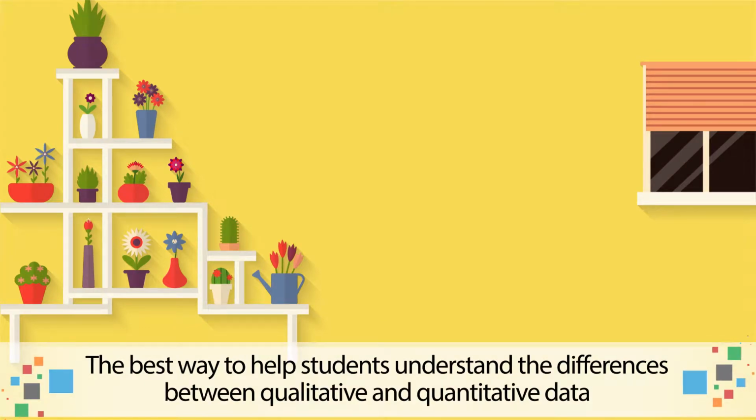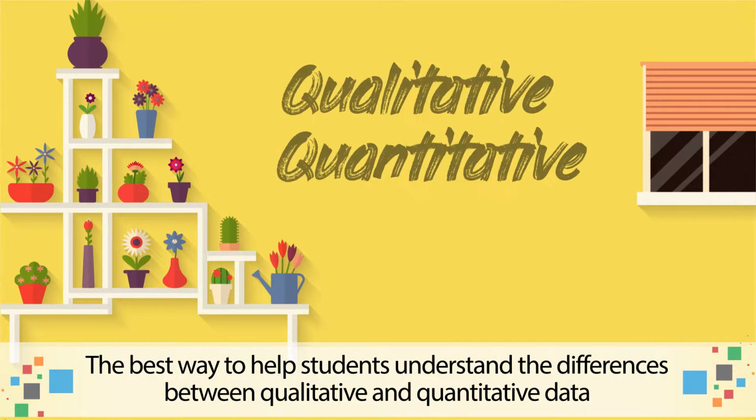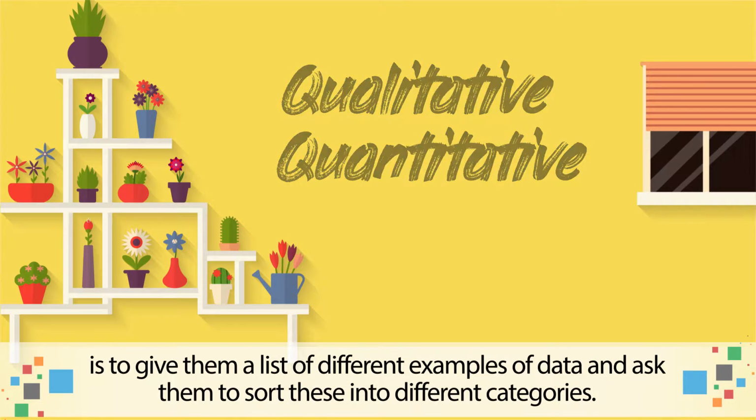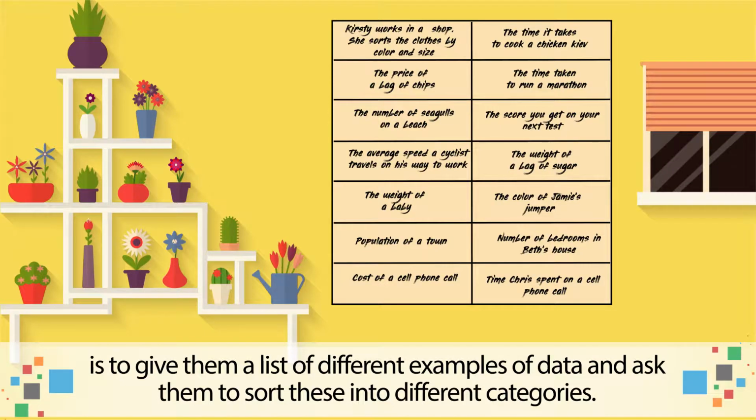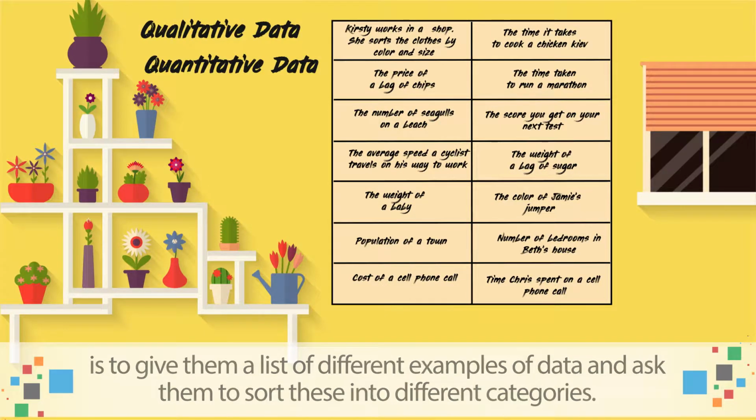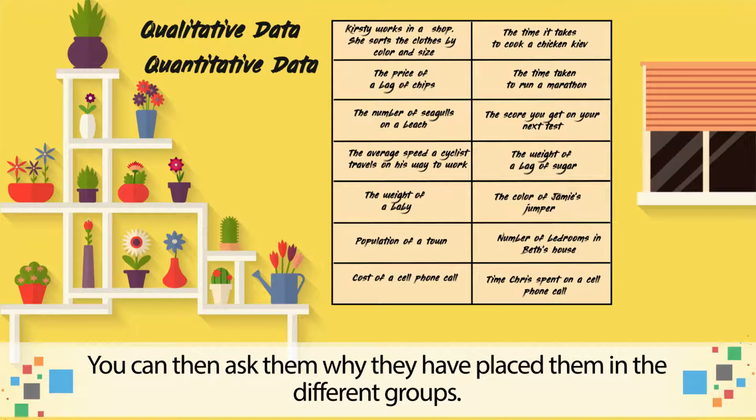The best way to help students understand the differences between qualitative and quantitative data is to give them a list of different examples of data and ask them to sort these into different categories. You can then ask them why they have placed them in the different groups.